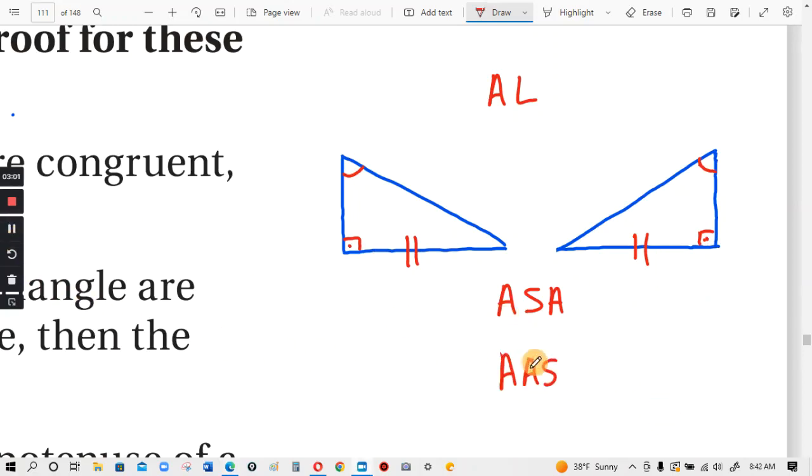So in this case, it will be AAS. Remember, when the side is not in between the two angles, like here, it's not in between these two angles, it's going to be AAS. But at any rate, angle-leg for the right triangle is going to be the same as either of these two. It's just that one of the angles is a right angle. So again, this is something we already learned.